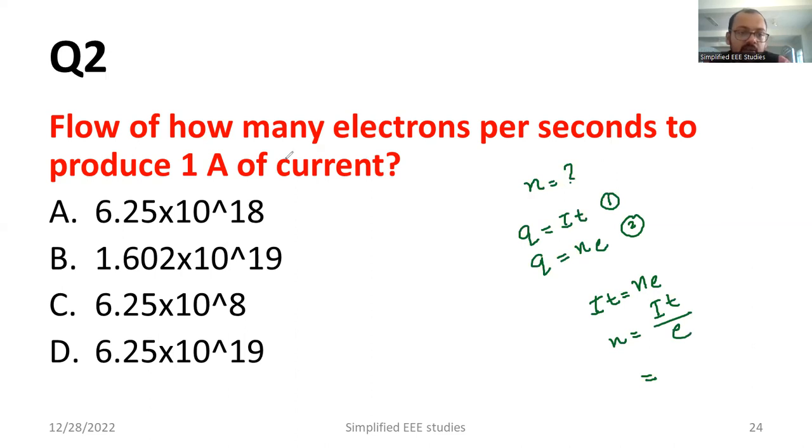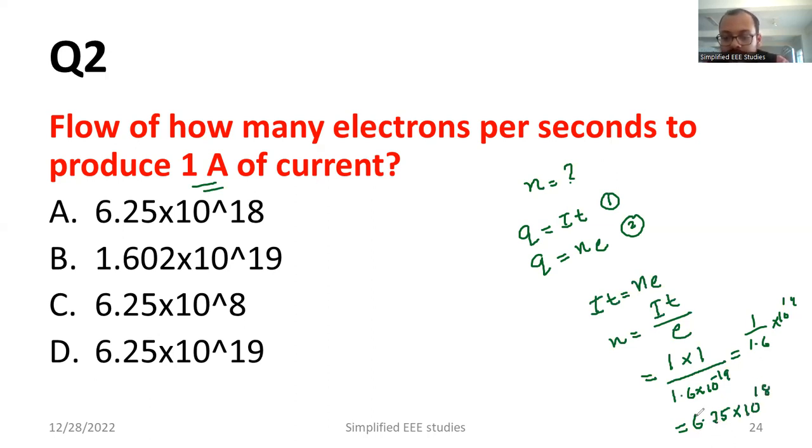Here you can see the 1 ampere current they have already given, so let me write 1. What is the time? Time is equal to 1 second, divided by the charge of a single electron, 1.6 into 10 to the power minus 19 coulomb. Solving this, it becomes 1 by 1.6 into 10 to the power 19, right? If you solve, you'll get 6.25 into 10 to the power 18. You'll be getting it in this fashion.